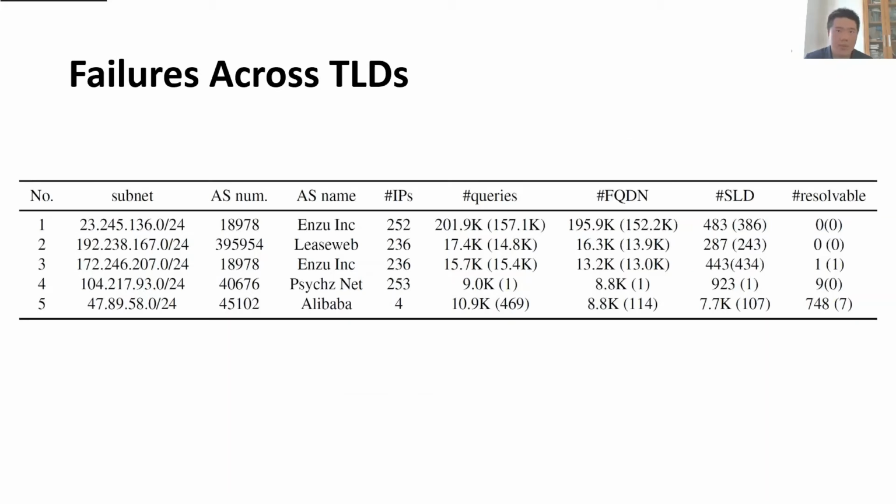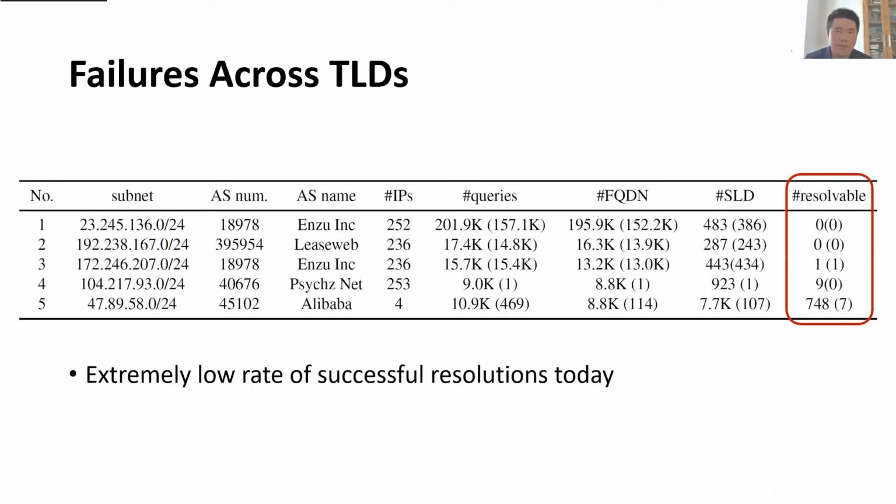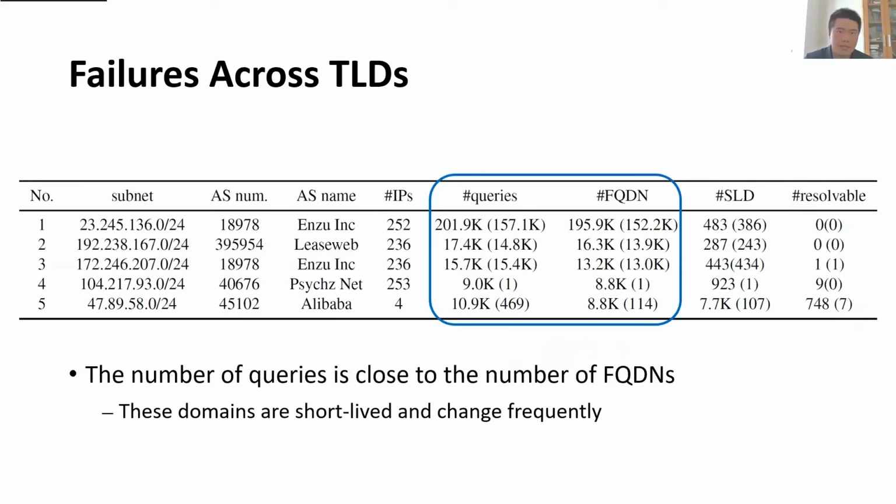Due to space limitation, we only present the results of new GTLD domains in this table, where the last column presents the number of domains that are resolvable on 26 September 2019. Across all of these top ASs, we witness an extremely low rate of successful resolutions. In the most extreme case, we observed 201,000 queries for 195,000 domains being mapped to Anzu, none of which are resolvable today. In addition, the number of queries is close to the number of fully qualified domain names, or FQDNs for short, suggesting that these domains are short-lived and change frequently.